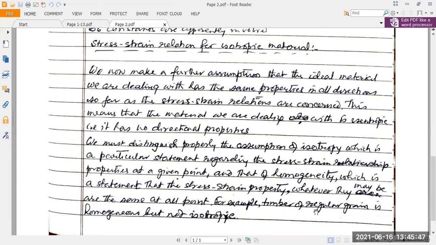Say a timber bar of rectangular grain is homogeneous but not isotropic. It has the same property everywhere, but it doesn't have the same property in all directions. Throughout this volume, it is the same. But in any direction, it may not be the same. So it is homogeneous but not isotropic.